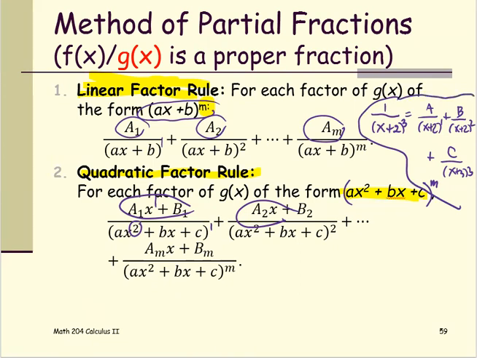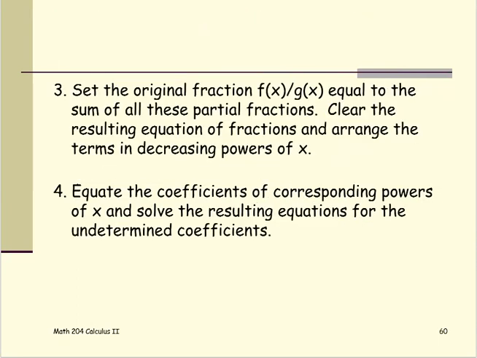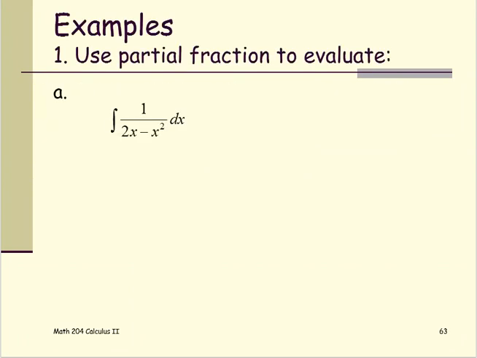When I work on the problem examples, I always use A, B, C just to minimize the confusion, in case you miss the subscript and get everything messed up. After you get that, you're going to set the original fraction, f over g, equal to the sum of all of these partial fractions. And then you're going to work on determining the coefficients. This is the algebra process that I will focus on more when we work on the problem. Okay, so let's see the first example.